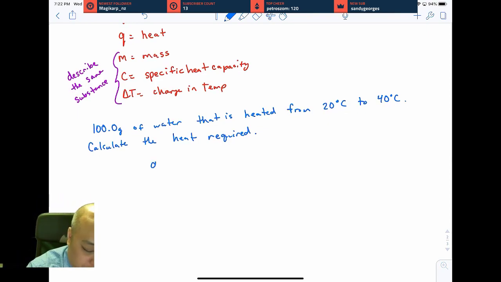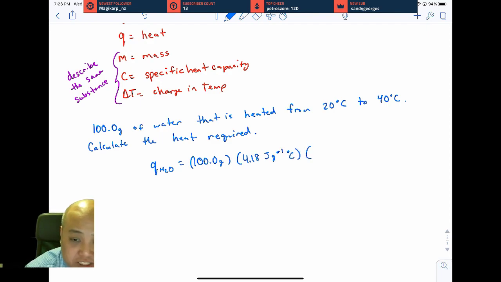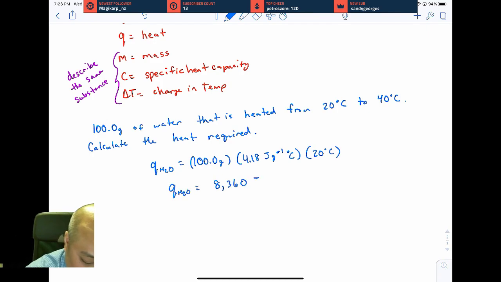So calculating the heat required. Okay, this one is a fairly straightforward one. The Q of the water will equal the mass of the water times the specific heat of water times the change in temperature, which is final minus initial, which is 20 degrees Celsius. Okay, and so when you type that in, you get Q of the water is equal to 8,360 joules.